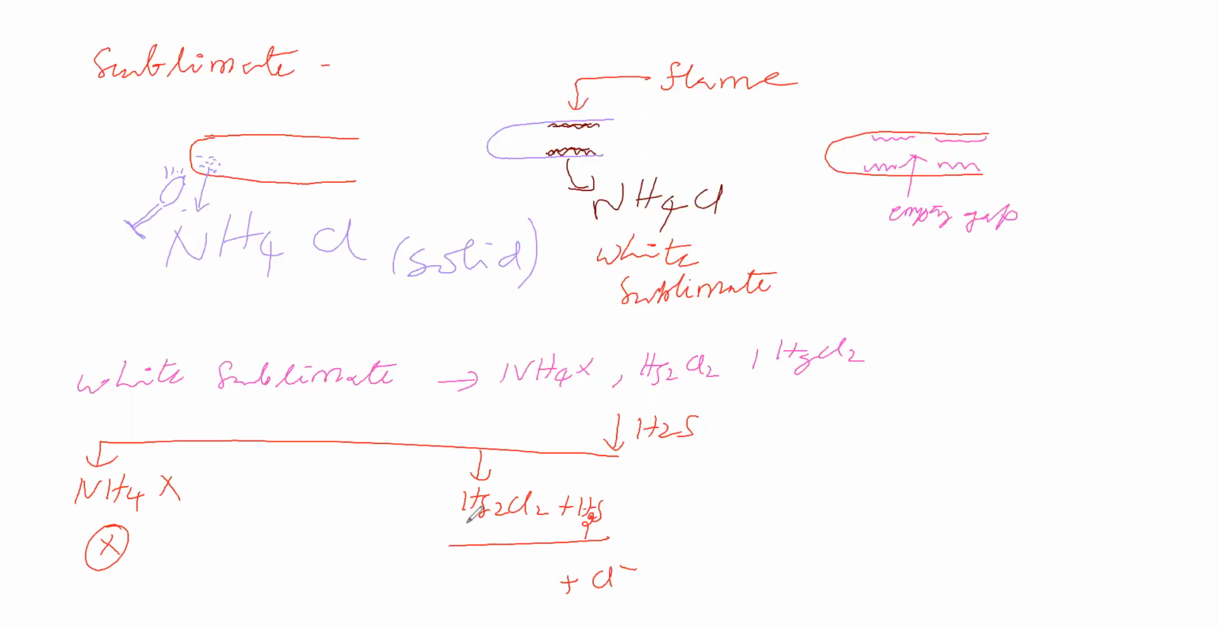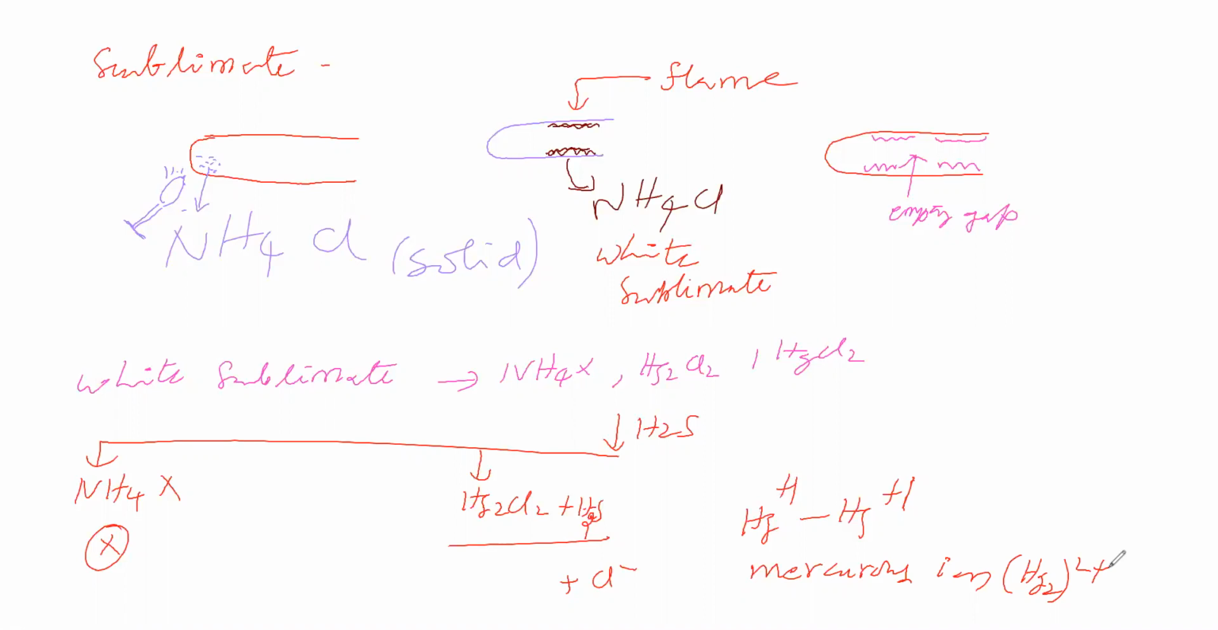Mercurous chloride with H2S. Now Cl minus is present as it is. This mercury is having +1 oxidation number. With H2S gas, what is the possibility? The mercurous ion we can write as Hg+1 single bond Hg+1. So the mercurous ion formula is Hg2 2+.